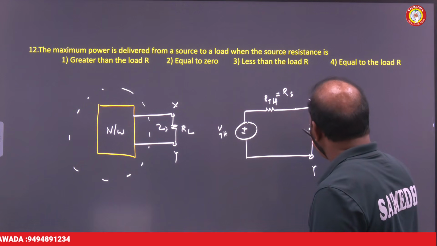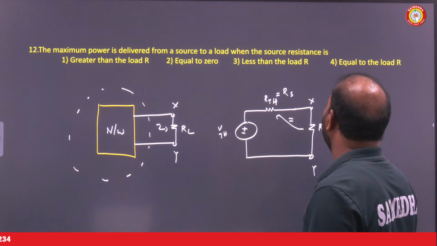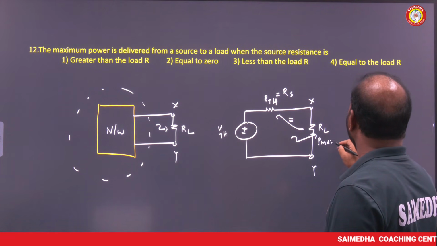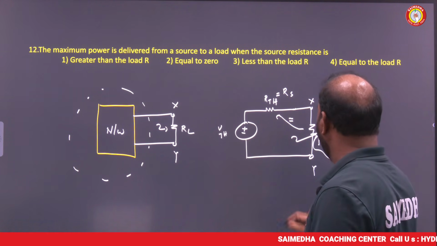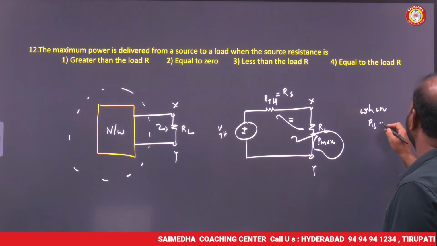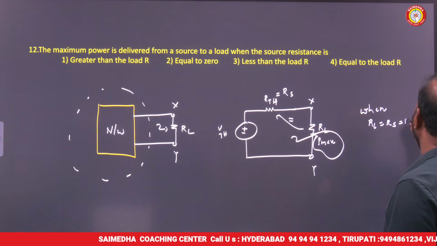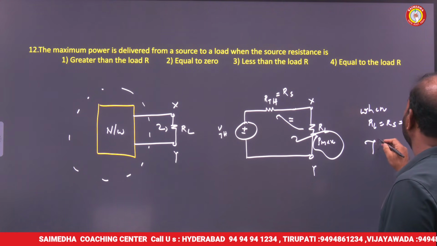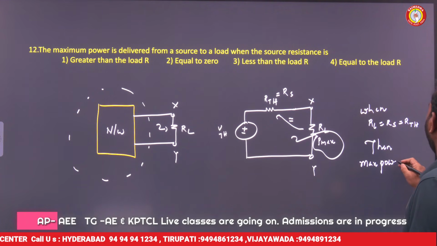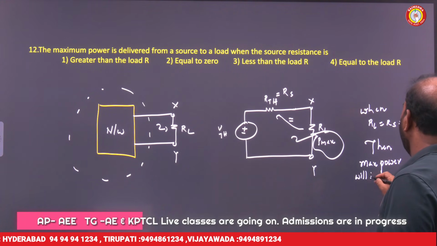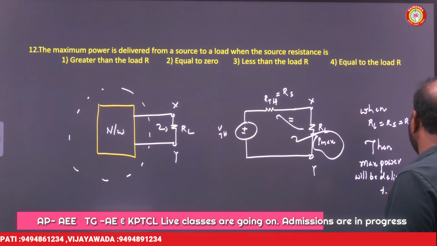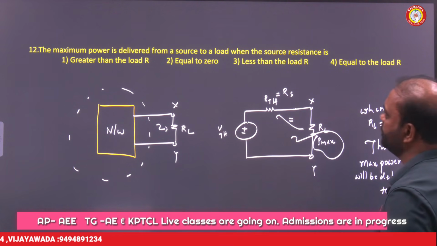When the load resistance is equal to the source resistance, then maximum power will be delivered to the load. So for DC, when RL is equal to RS, which means RTH, then maximum power will be delivered to the load.